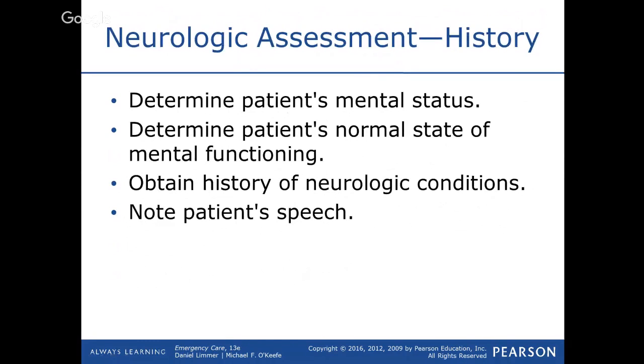Neurological assessment history, determine the patient's mental status. How are we doing that? What are you using to determine the patient's mental status? So what's the mnemonic that we're using?